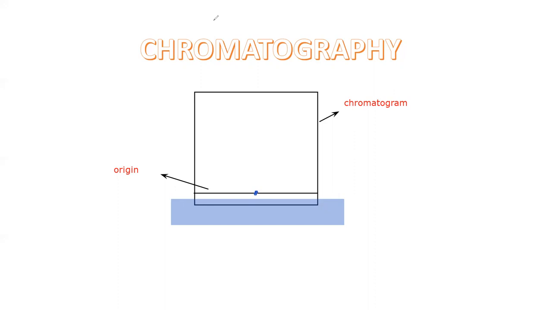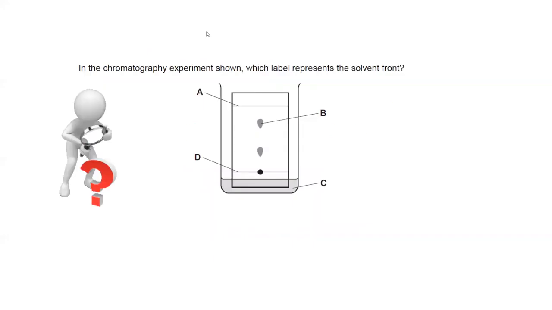Then what happens? The solvent will rise. As the solvent rises, it will take the sample. As the sample is soluble in the solvent, the sample will also move. The last point where the solvent rises and stops rising, after that it does not rise. This last point where the solvent rises is known as the solvent front. So in the question, they are asking which label represents the solvent front, A, B, C, or D.